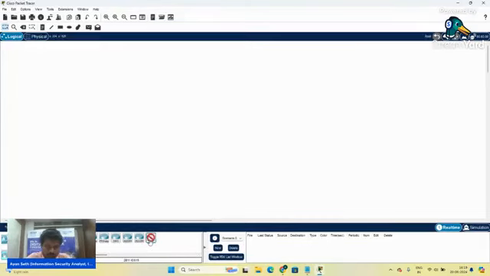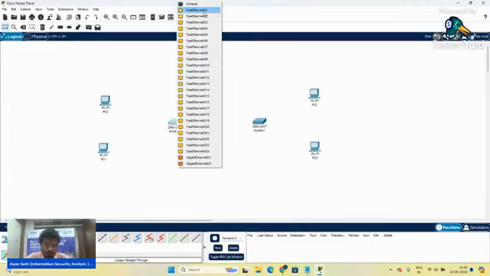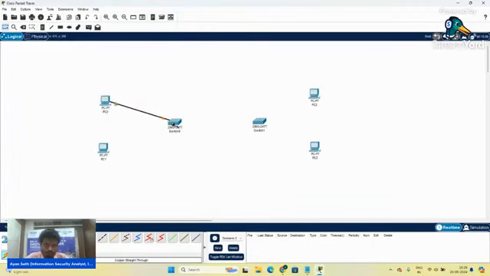Let's take a switch first. Let's take 2 switches. Let's take 4 PCs. And let's connect these network devices with wires. Okay, so we have connected these devices with wires.